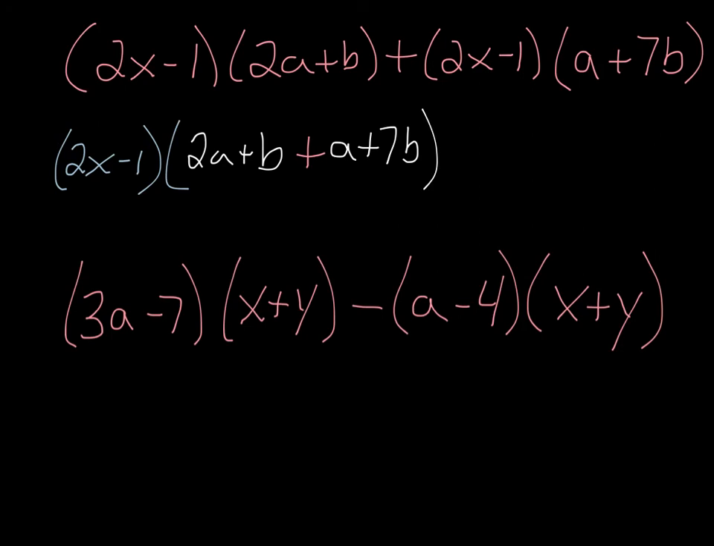Okay, and we're looking for like terms to see if there's anything we can combine. We have a 2a plus a and a b plus 7b. So when we combine our like terms, our final answer is going to be 2x minus 1 times 3a plus 8b.